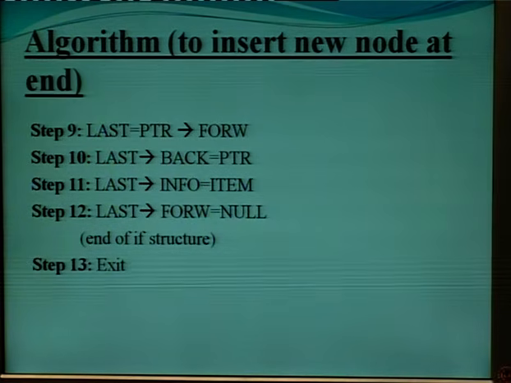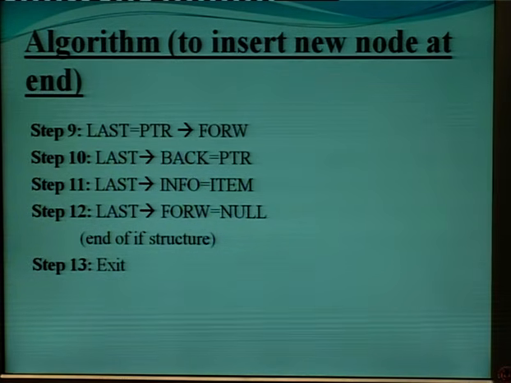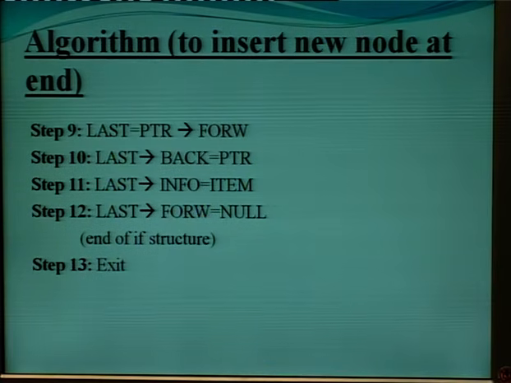So information is stored, and forward is null, because the new node which is inserted is not pointing to any other node, because it is inserted at the end of the doubly linked list. So last forward pointer is equal to null.